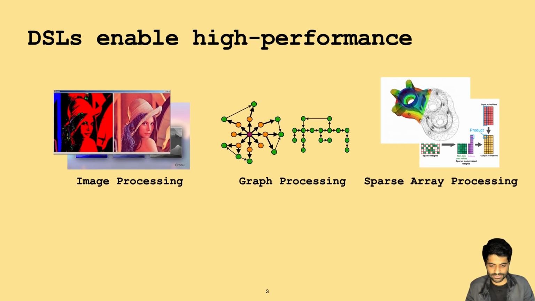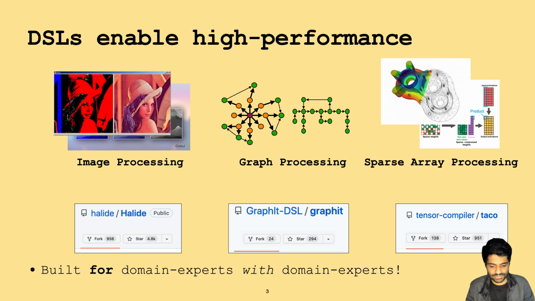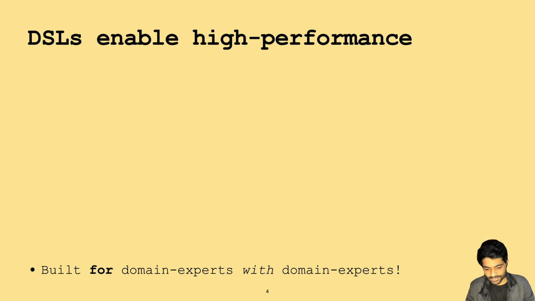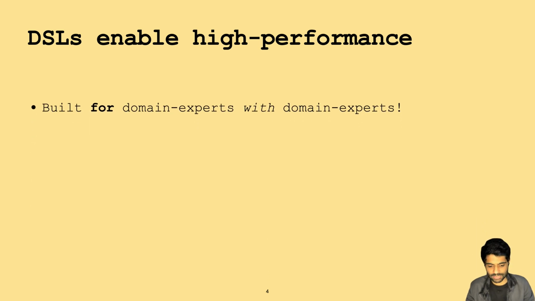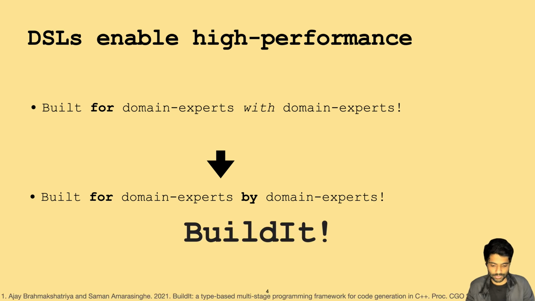Previously, individual DSLs such as Halide, GraphIt, and Taco have been built for these exact optimizations and are currently widely used. The common pattern here is that these DSLs are built for use by domain experts and also in collaboration with domain experts. This means that developing these languages and their compilers still requires significant contributions from compiler experts like us. Ideally, we would want to be in a world where these DSLs are built by domain experts completely on their own. Today I'll show you how to achieve this goal using our framework BuildIt.